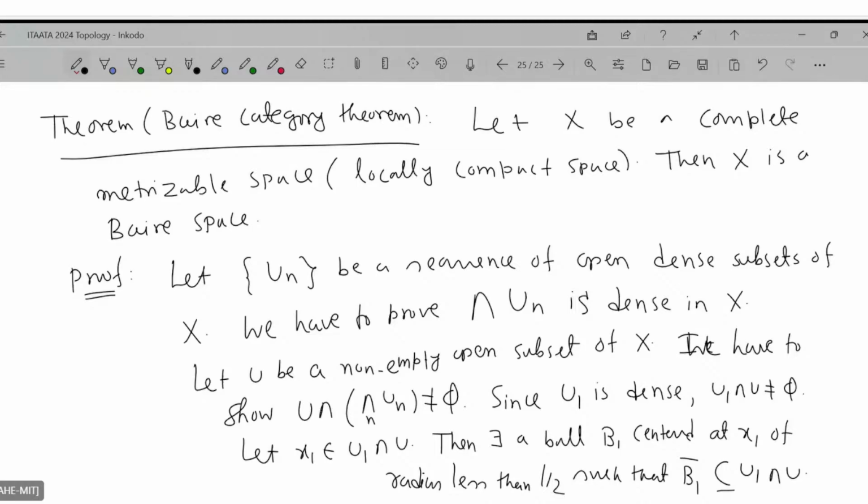Whatever R1 is, take R2, still less than that. If you take the closure of that, it will be inside of it. It's also true in a general regular space. So anyway, we have this U1. Next, since U2 is dense, V1 intersection U2 is non-empty.